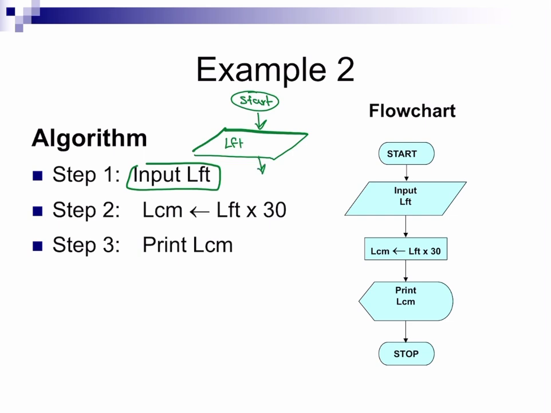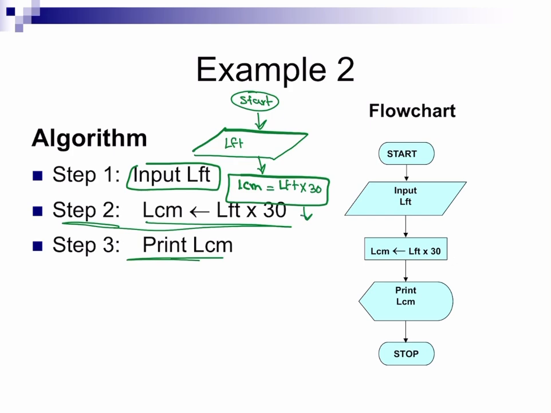Next, we will have our calculation, which is the length in centimeters is equal to the length in feet multiplied by 30. Finally, what we need to print will always be in a parallelogram. So we're going to print the length in centimeters. And that's it. The program stops here. We're going to write stop in an oval, and that's all.